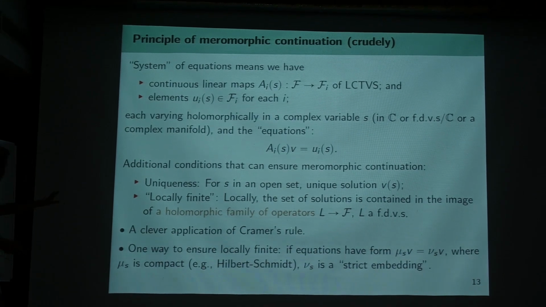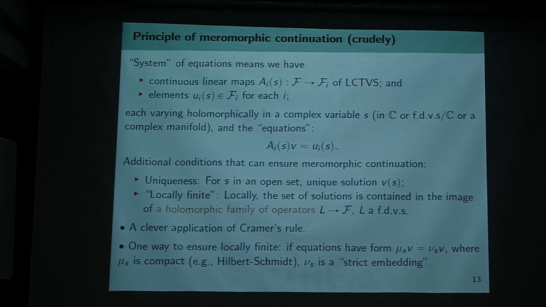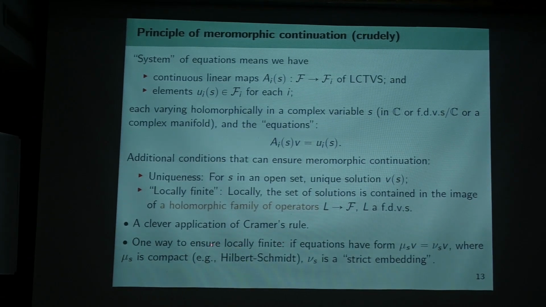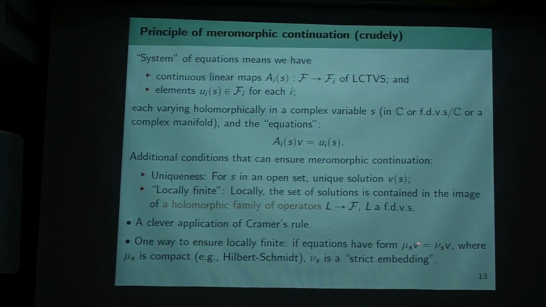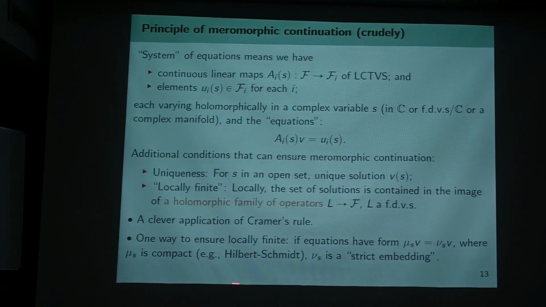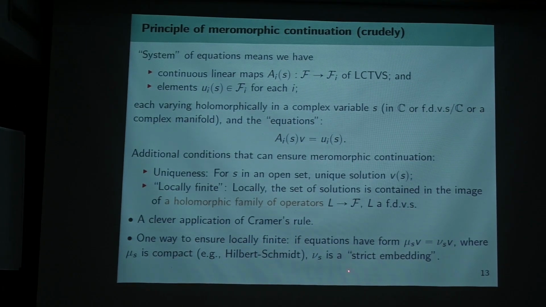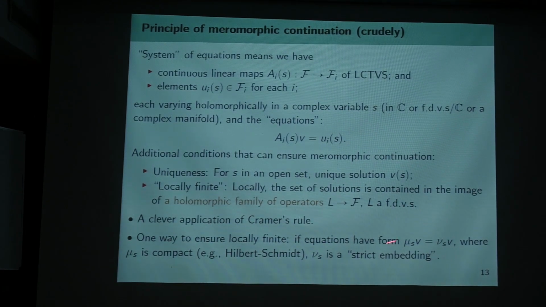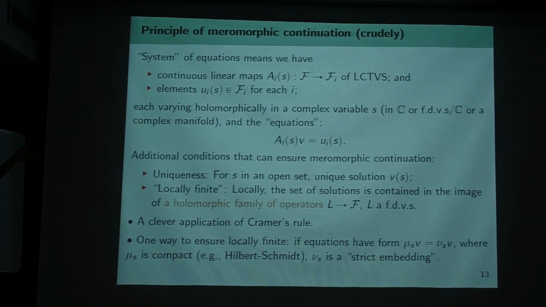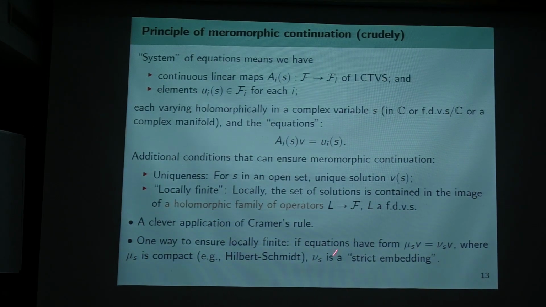Yeah. So okay, let me not try to explain, but it's not like one can just drop the word Cramer's rule and derive this, but there is some cleverness going in. And how do you ensure that your system of equations is locally finite? So one way is that they should be given by a difference between two operators, one of which is compact, namely typically you show compactness using Hilbert's witness, and the other could be a kind of operator called strict embedding, namely it should be a homeomorphism onto a closed subspace of the target. Okay. So this is basically what the principle of meromorphic continuation says.